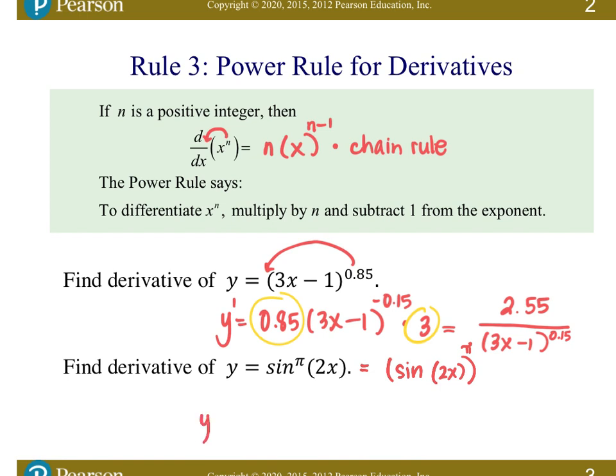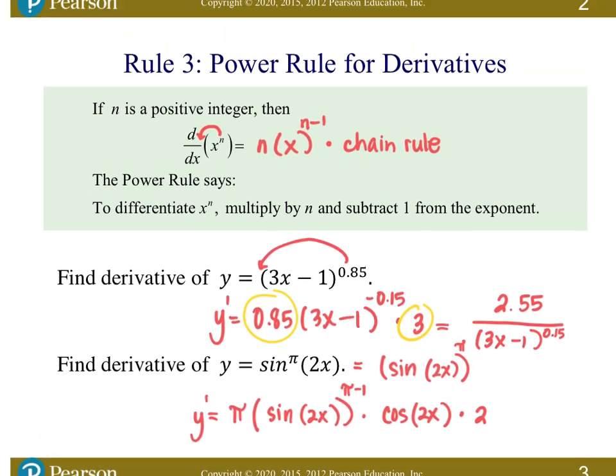So our y prime would be the outside moved to the front. So pi would move to the front. And then we would decrease by 1. So we just write pi minus 1. It's just a number, just like anything else. And then the chain rule. And we remember that the chain rule of sine is cosine, but we have to leave the 2x by itself. And then at the very end, because there's still parentheses, then we'll do the derivative of 2.